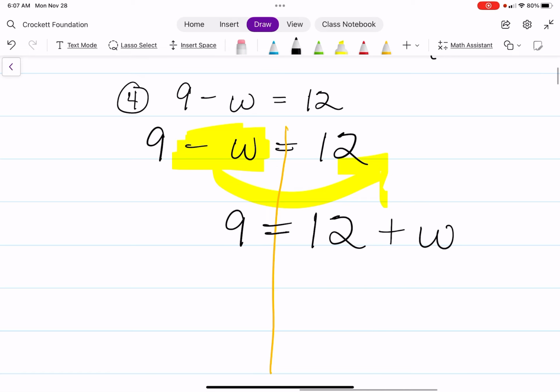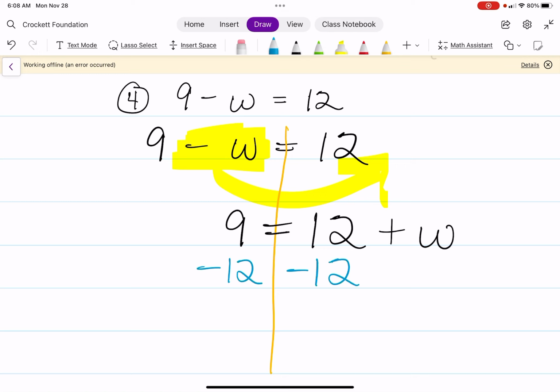Now remember, some people may write it like this. 9 equals w plus 12. Okay, that's the same thing. The 12s are both positives and the w's are both positives, okay? But I'm just going to leave it like I wrote it right there. And now I'm looking at the side with the w. There's a positive 12 over there. If I want to get rid of that positive 12, I have to add negative 12 to both sides.